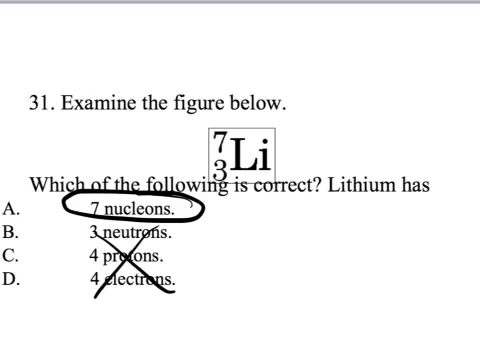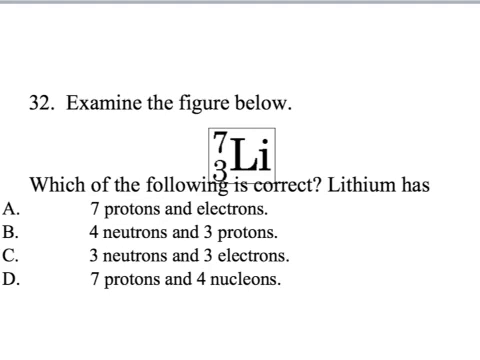Examine the figure below. Which of the following is correct? Lithium has A, 7 protons. No, because it has 3. That's the atomic number, and that tells us that. 4 neutrons and 3 protons. That is correct because 7 minus 3 is 4. And what is the mass number? Mass number is the number of protons plus the number of neutrons. Doesn't have 3 neutrons and 3 electrons, 7 protons. Nope. Correct answer is lithium has 4 neutrons and 3 protons.